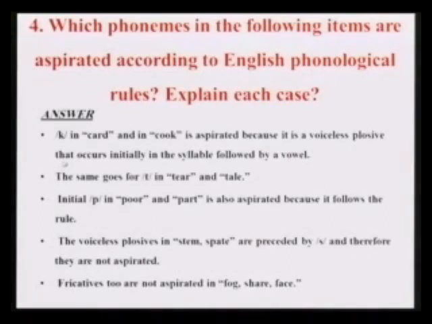Okay. الك in card and in cook is aspirated because it's a voiceless plosive that occurs initially in the syllable followed by a vowel. Amma, the same goes for t in tear and tail. You know the rule. If the plosive is a syllable initial followed by a vowel, it is aspirated. P in poor and part. Amma, if it is followed by an S, it loses the aspiration.